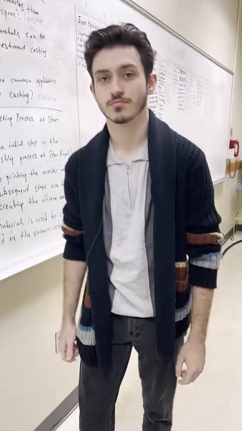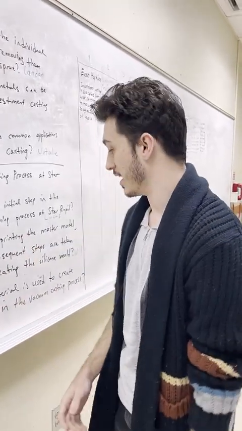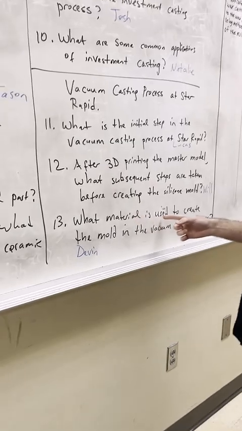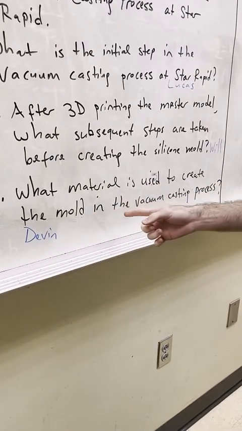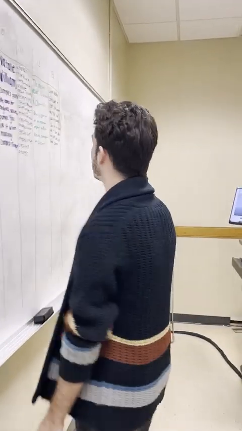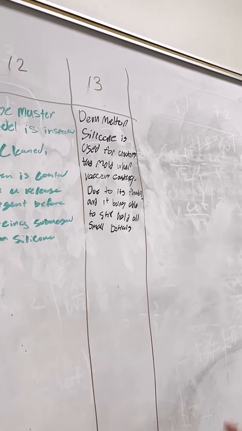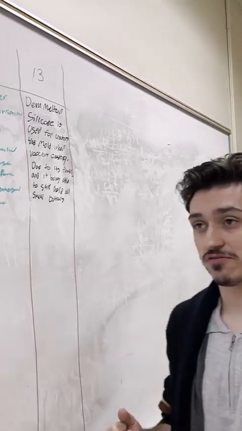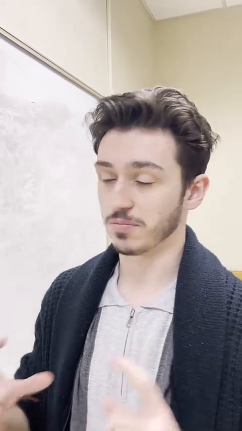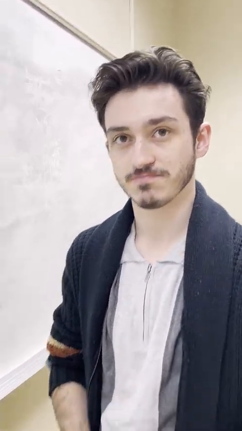Thank you so much. Hello, I'm Devin Melton, and my question was 13. What material is used to create the mold in the vacuum casting process? I looked, and it is silicone, and it is used to create the mold. The reason for it is it has great flexibility while also being able to keep all those smaller details intact whenever you remove it. Thank you so much.